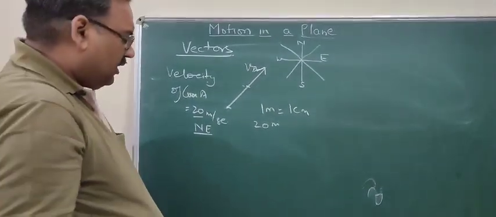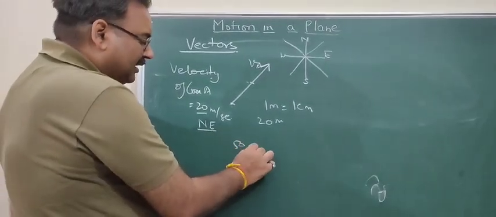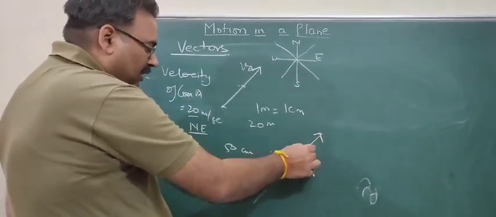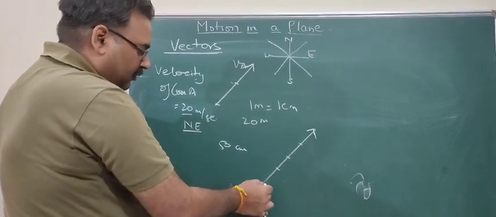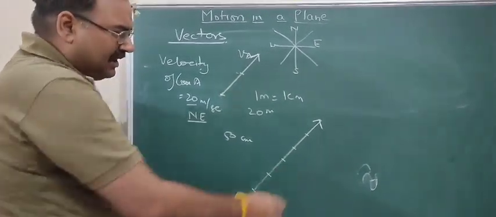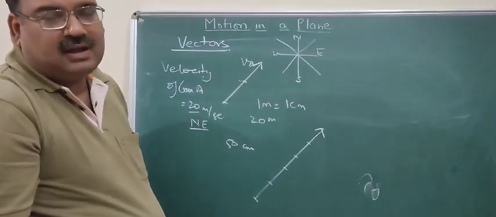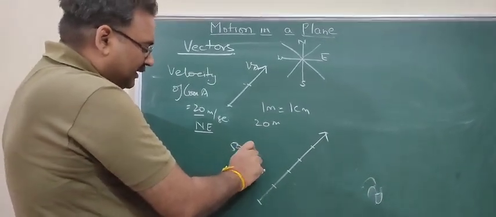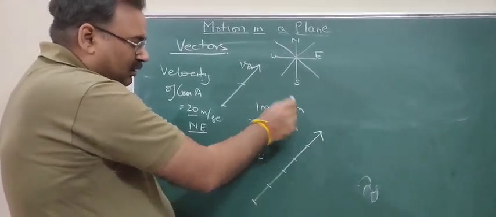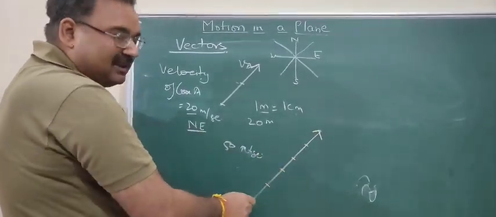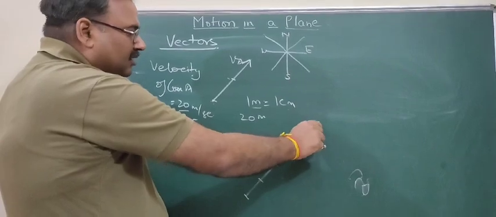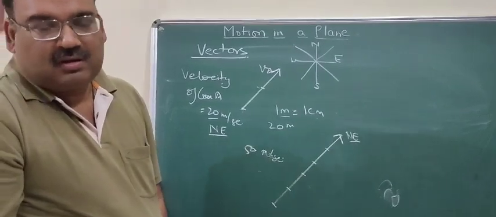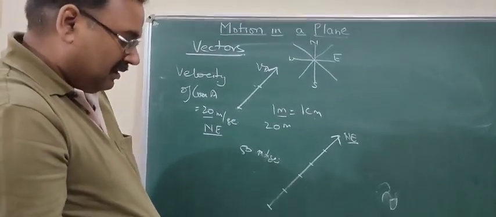Here, if the velocity is 50 meter per second, we will take the arrowhead 1, 2, 3, 4, and 5. So this arrowhead represents the magnitude of the vector quantity. Here we have taken 50 meter per second, so we have taken 1 meter equal to 1 centimeter. This line is of 5 centimeter and the direction is northeast. So an arrowhead is representing both the magnitude as well as the direction of a vector quantity.